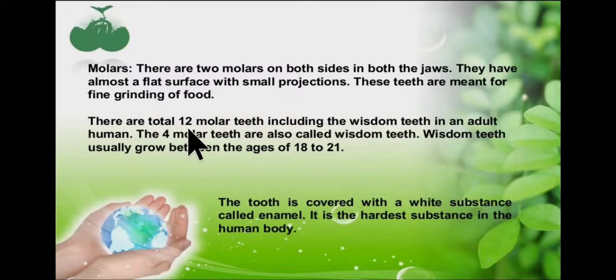Now, there are total 12 molar teeth, including the wisdom teeth in an adult human. The 4 molar teeth are also called wisdom teeth. Wisdom teeth usually grow between the age of 18 to 21. The tooth is covered with a white substance called enamel. It is the hardest substance in the human body.